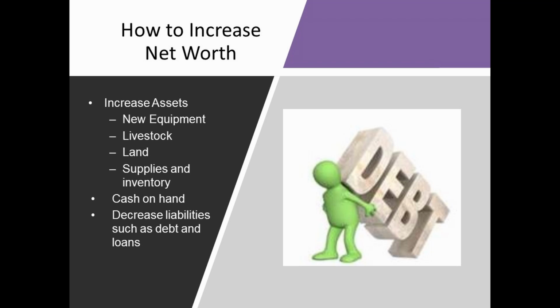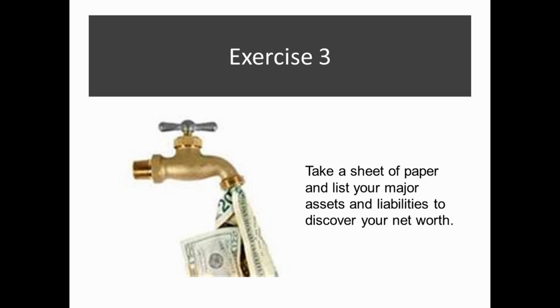Here are some ways listed that you can increase your net worth. You can get new equipment, increase your livestock that you have on your farm, buy new land, or just increase your supplies and inventory. You can also, due to increased cash flow, put more cash on hand or into savings, or decrease your liabilities. If your debt goes down, your cash flow goes up, meaning you have a greater net worth. Once again, let's capture on a piece of paper your assets and liabilities and do the exercise to find out where you are right now with your net worth.